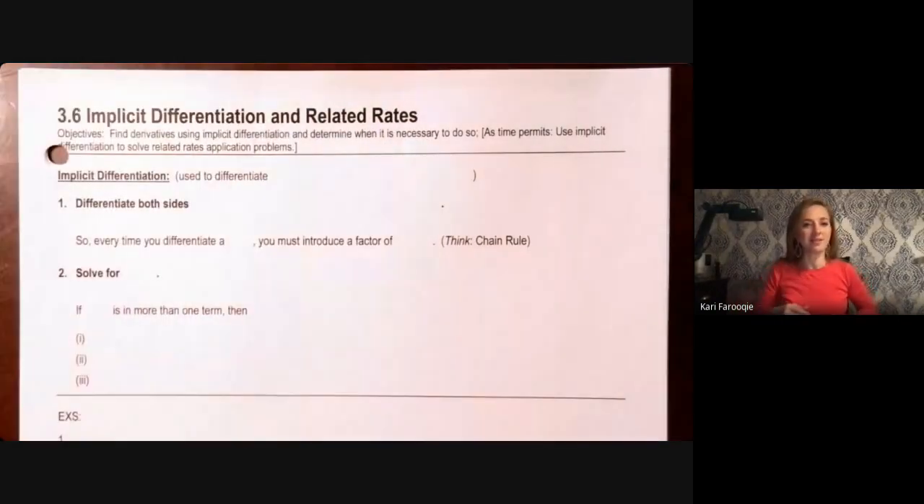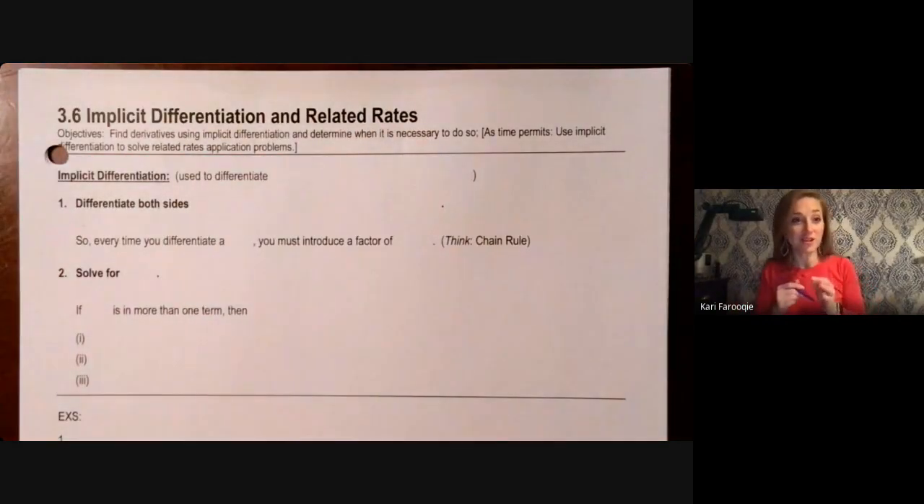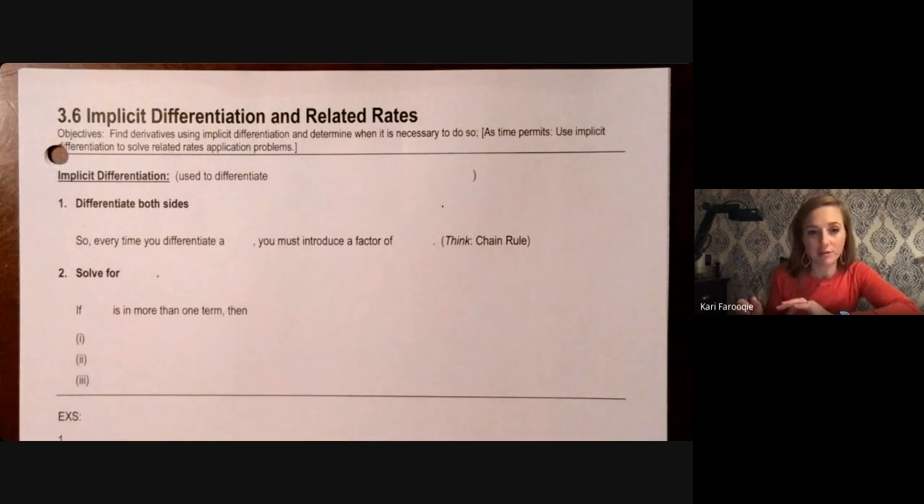All right. We have reached section 3.6, the last section in this chapter of learning differentiation techniques. Sorry, I'm getting ahead of myself here. So this section is officially called Implicit Differentiation and Related Rates.